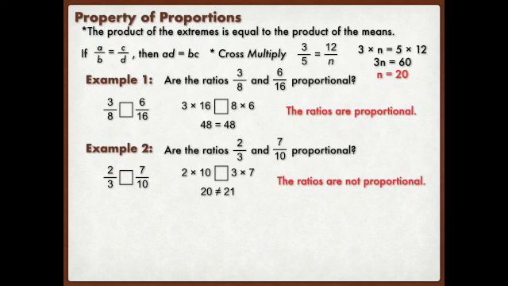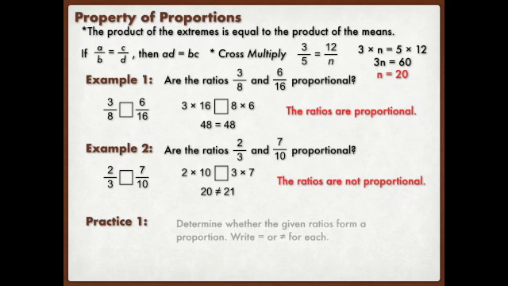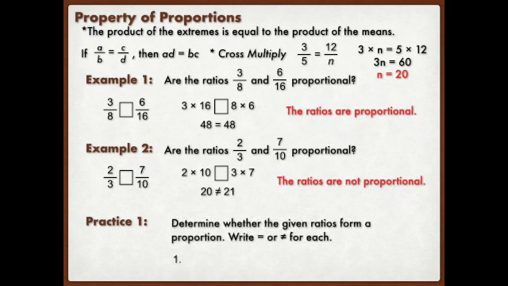You can see the 20 with a little equal sign with a line through it to 21. It is not proportional. Now I'm going to give you some more practice problems. Let's see if you can do these on your own. All you're doing is cross multiplying and writing, is it proportional or not proportional?